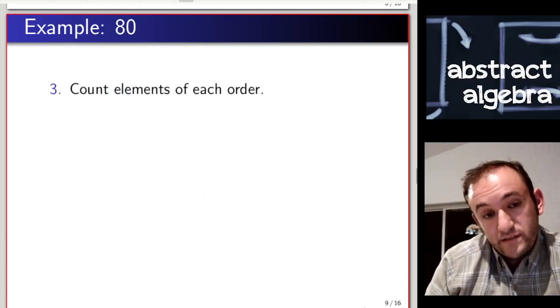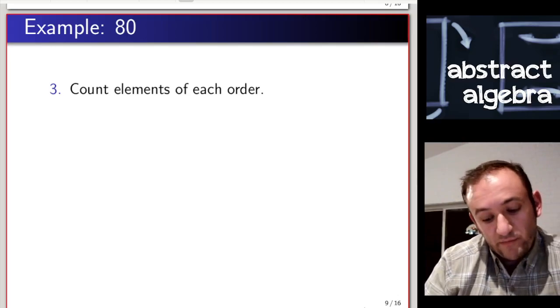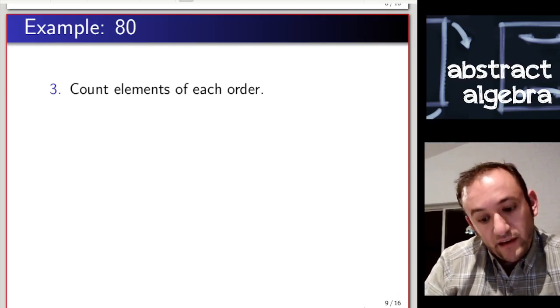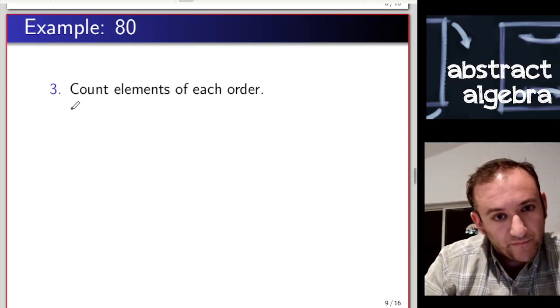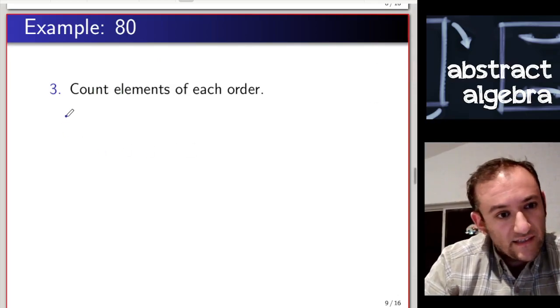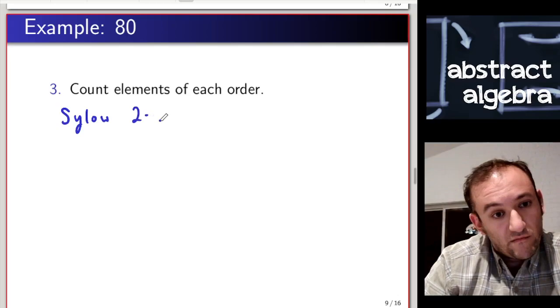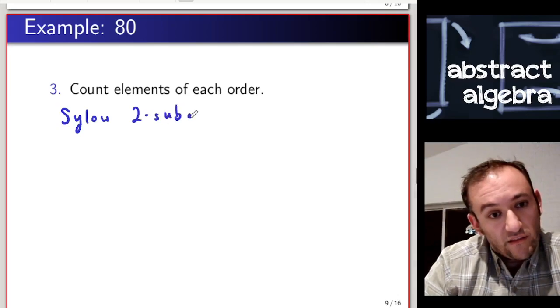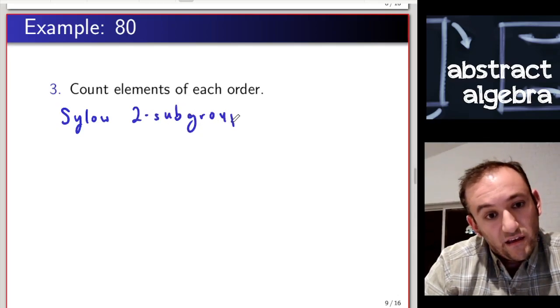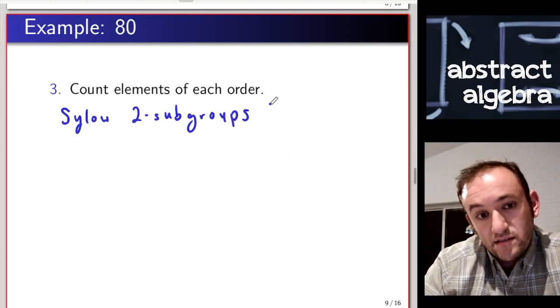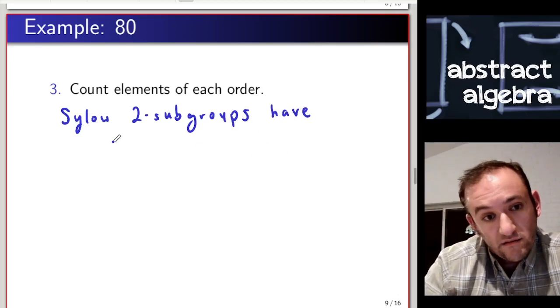So what do we do next? We count elements of each order. So I know that if I were to look at the Sylow 2 subgroups in the group of order 80, these would have size 16.